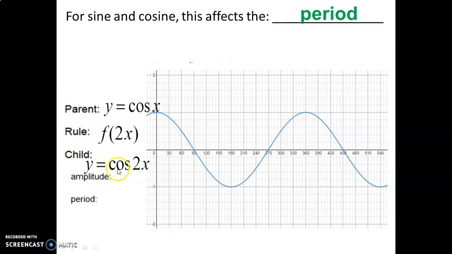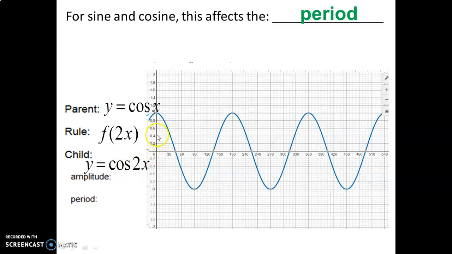But now we're making it half of what it was. So now the cycle should take 180. Watch this. There, and now it's back on top at 180. So the amplitude is the same because we haven't stretched this up and down. We have stretched it left and right, however. So now 180 is our new period.